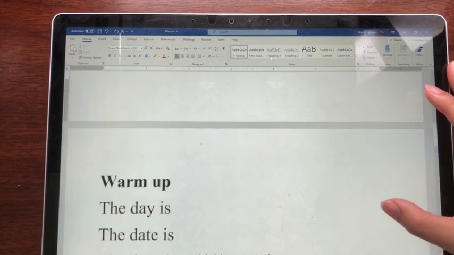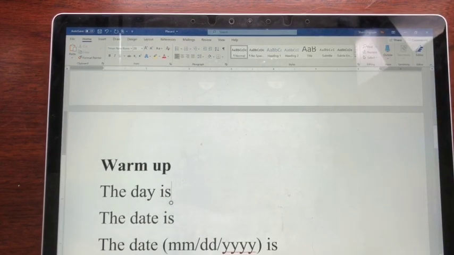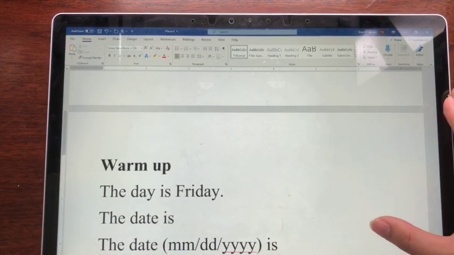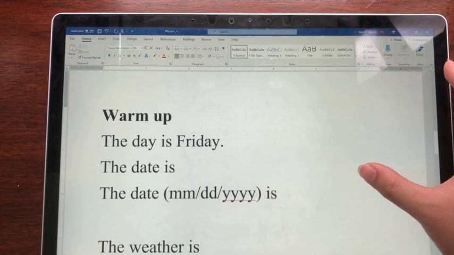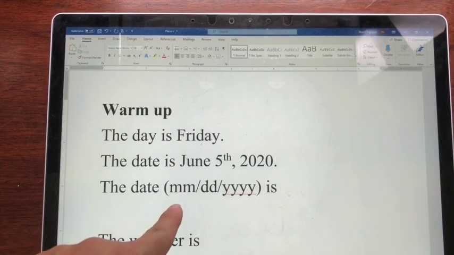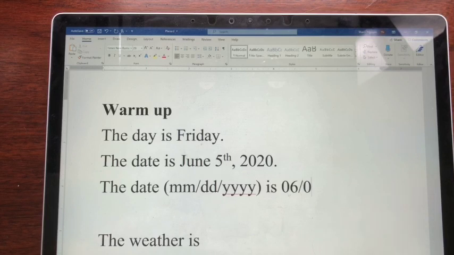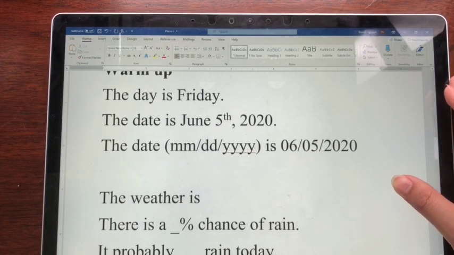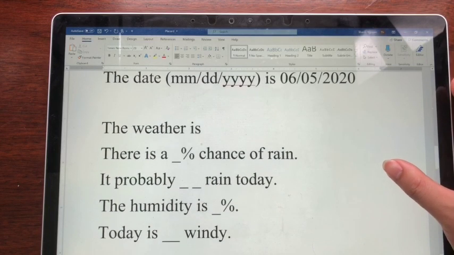Okay, so the warm-up. The day, or today, is today Friday? I think today's Friday. It's Friday. Every day is the same. It doesn't matter. The date is June 5th, 2020. I'm also writing the date like this. So the date is 06/05/2020. June 5th, 2020. 06/05/2020.